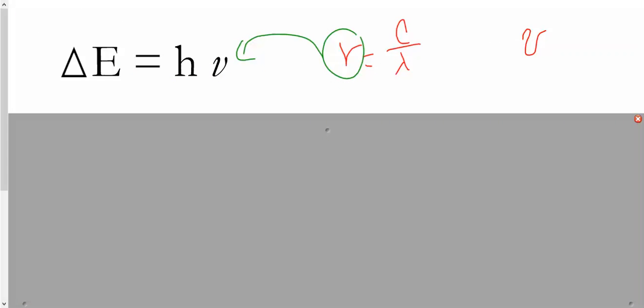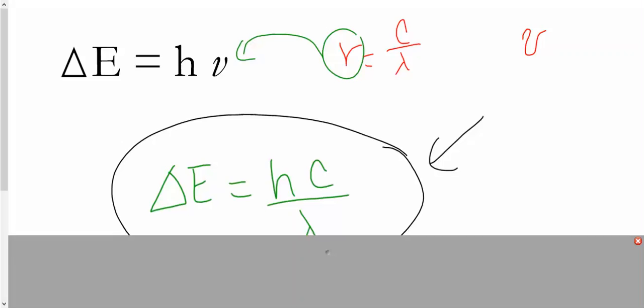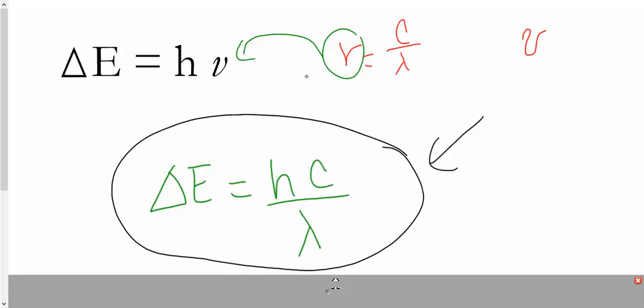So we can combine these two equations to get this equation. If we plug in that frequency is equal to the speed of light over wavelength, then we get this equation, which will be very helpful, as you will see. We'll start with this sample problem.